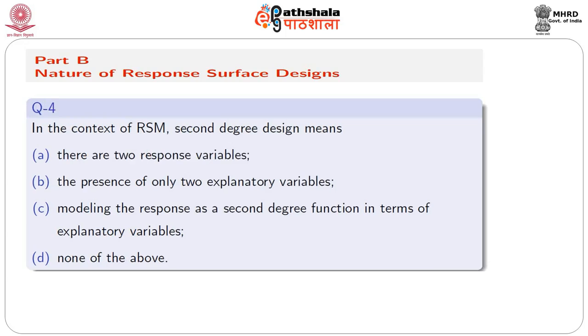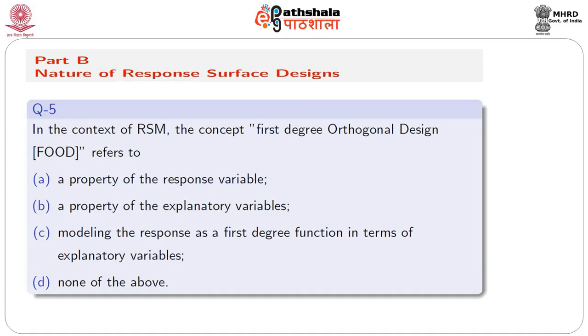In the context of RSM, second degree design means there are two response variables, the presence of only two explanatory variables, modeling the response as a second degree function in terms of explanatory variables, or none of the above. Once more, the most plausible answer is item C. So here is the fifth one.